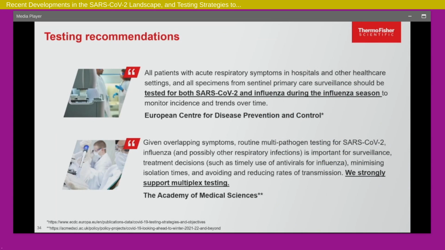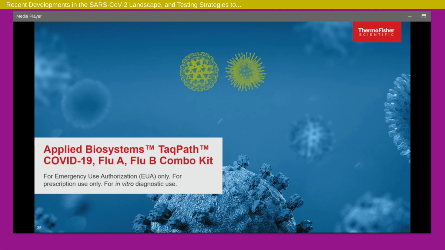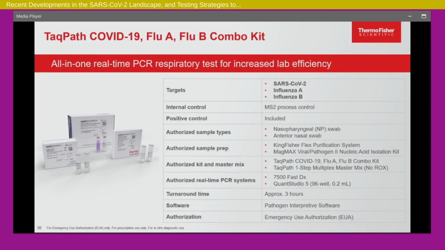So this is, again, both these agencies basically say that we strongly support the testing for multiplex COVID and flu at the same time. So what do we have at Thermo Fisher? We have the SARS-CoV-2 flu A and flu B combo kit. This kit is allowed for use with the nasopharyngeal swab and the anterior nasal swab, uses an automated sample prep with KingFisher, and uses the same instruments that have been used for testing, which are the QuantStudio 5s or the ABI 7500 Fast Dx.